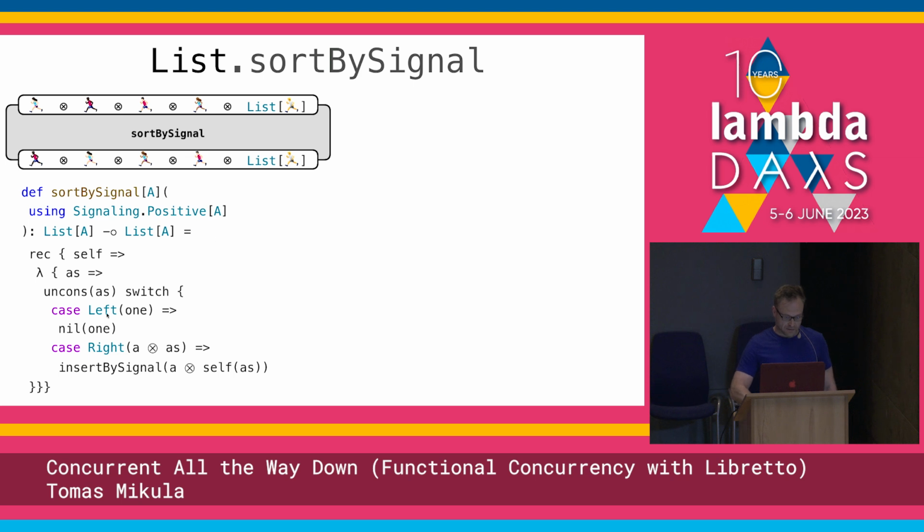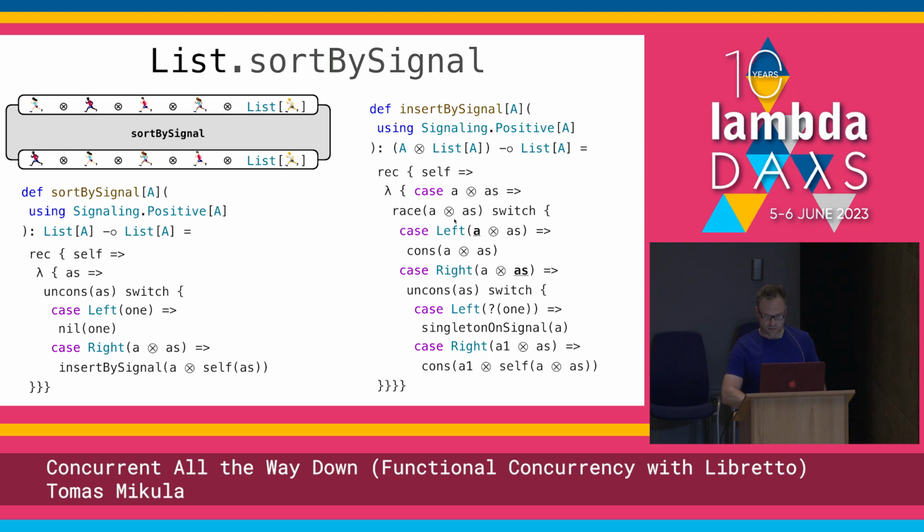If the input list is empty, that means no one has registered and no one will ever register for the run. We output empty list. If at least one person registered, we recursively sort the tail of the list and then insert this first runner into the sorted list. Here's the insert.